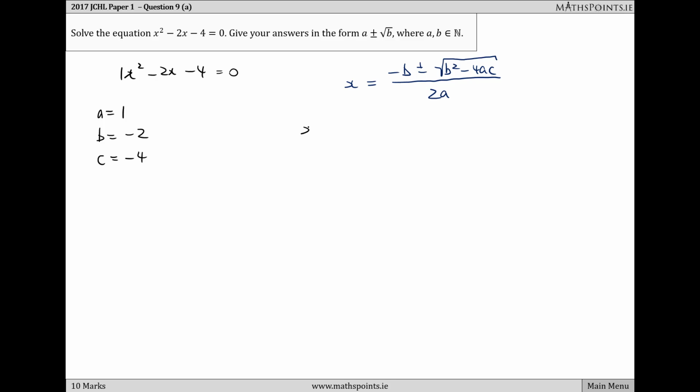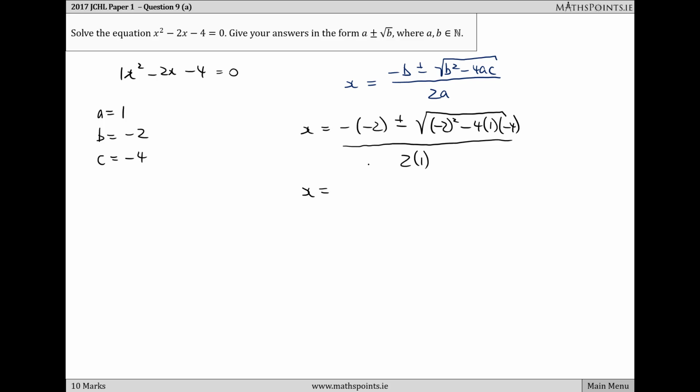So x is equal to minus b. Well, b is minus 2, so it's going to be minus minus 2, plus or minus the square root of, again, b is minus 2, so it's minus 2 squared. Very important here to put that in a bracket. If you leave it as minus 2 squared, your calculator incorrectly tells you that that's minus 4. So just be careful, we have to square the minus 2. Then minus 4 by a, which is 1, by c, which is minus 4. And that's all over 2 times a, which is 2 times 1.